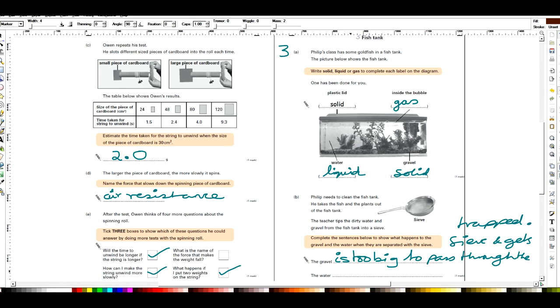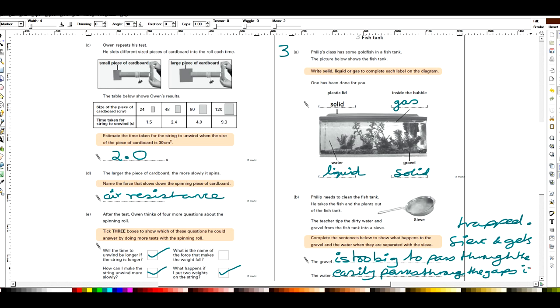Now what about the water? The water easily passes through the gaps in the sieve. Easily passes through the gaps. Okay, gaps. What is the first word then on the water? Easily. The water easily passes through the gaps in the sieve.